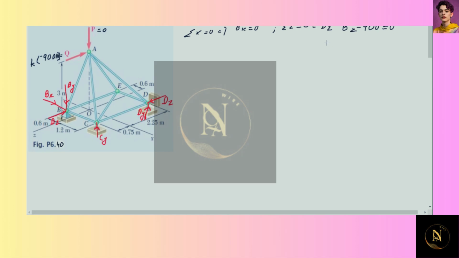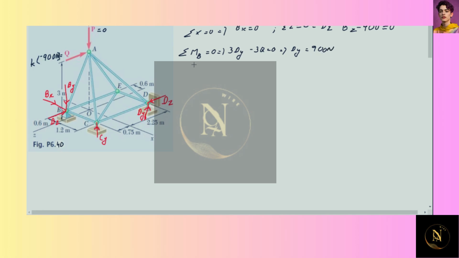The summation of moment at B equal to 0 gives you 3 meter into dy minus 3 meter into q equal to 0. We know the value of q, substitute the value of q here. That gives us the value for dy. Therefore, dy will be 900 Newton.